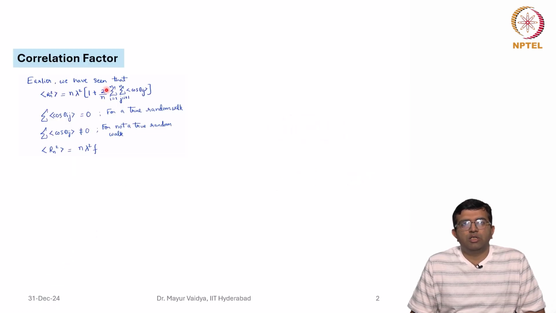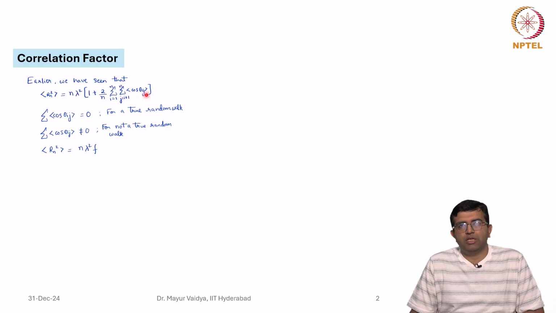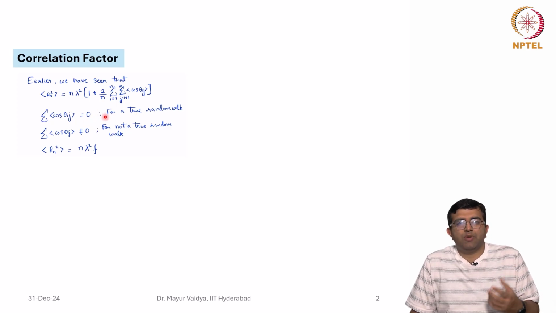So, we saw that the expression for the mean square displacement can be written as n lambda square into 1 plus 2 by n double summation average of cos theta ij, where cos theta ij represents the cos of the angle between the ith and the jth jump. Now, if it is a truly random walk, then the average of cos theta ij is equal to 0. Remember, it is for n number of particles, or atoms, where n is very large.